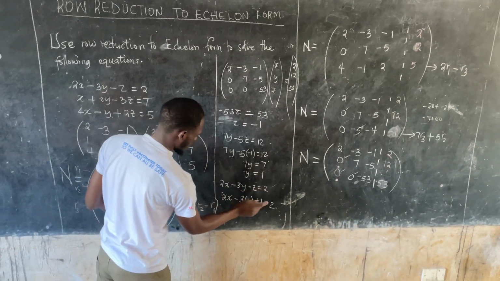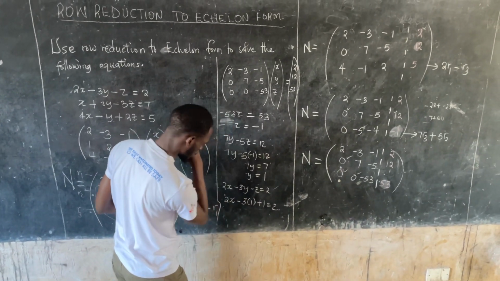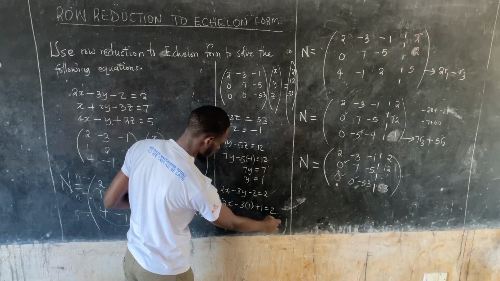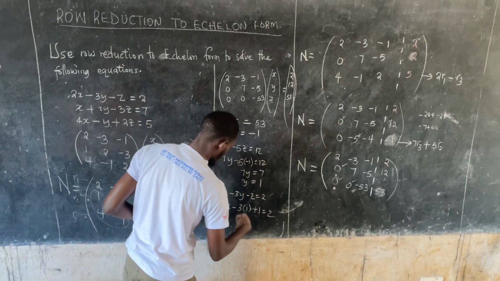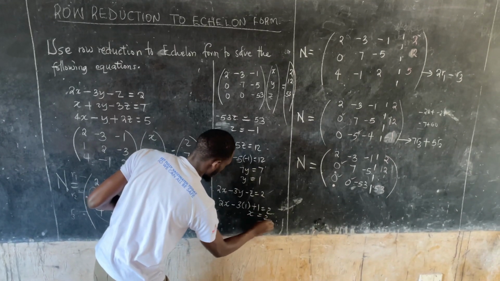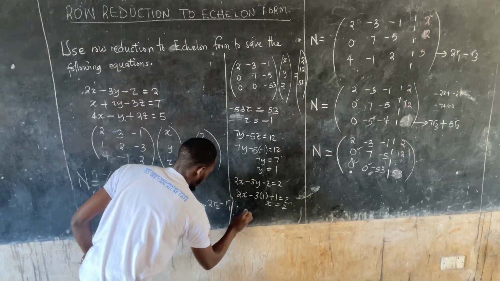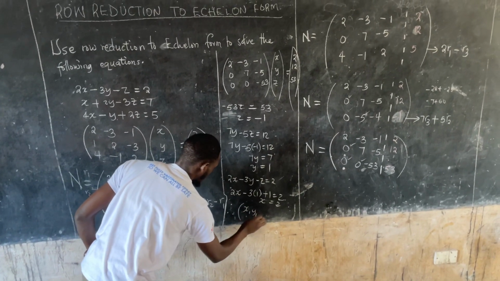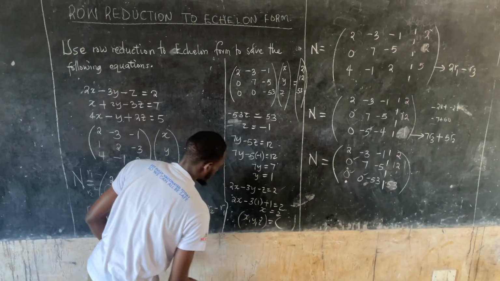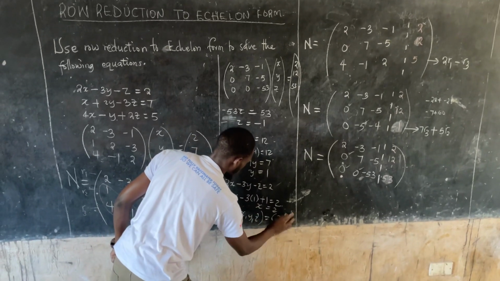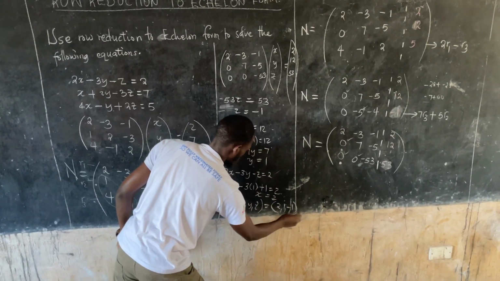So we have, this is going to be, when a 3 goes there, so it becomes a positive, so that becomes 5 minus 1, which is a 4 divided by 2. X is just a what? A 2. So we conclude and say, therefore, the values of x, y, and z are given by 2, 1, and negative 1.